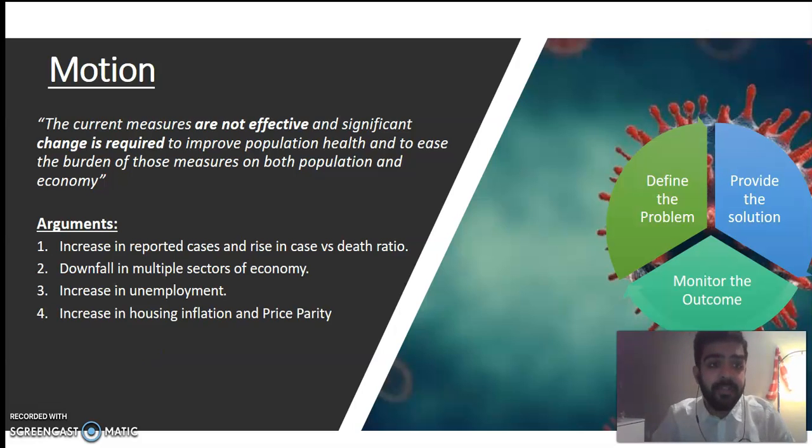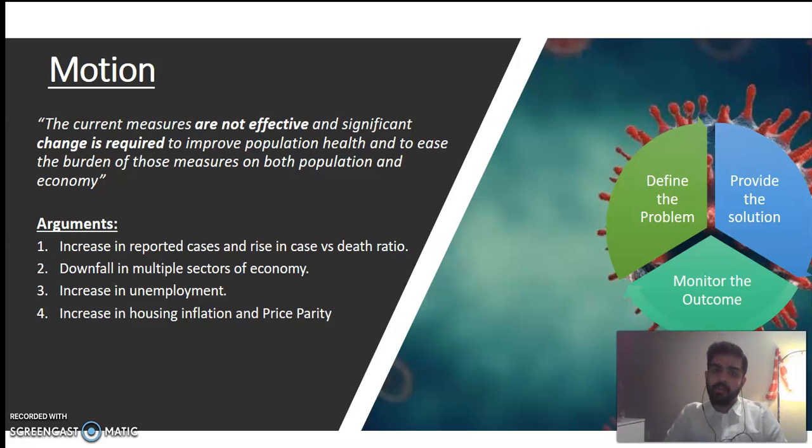Today, I'll be speaking against the motion that the current measures taken by the government are not effective and significant changes are required to improve population health and ease the burden on both the population as well as the economy.